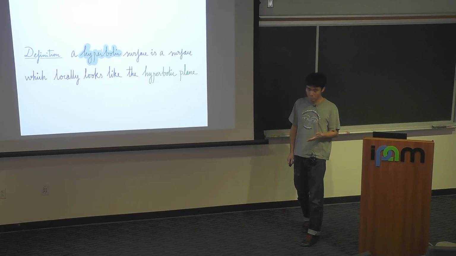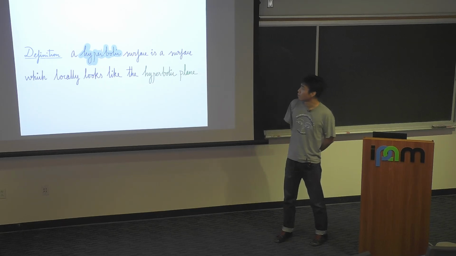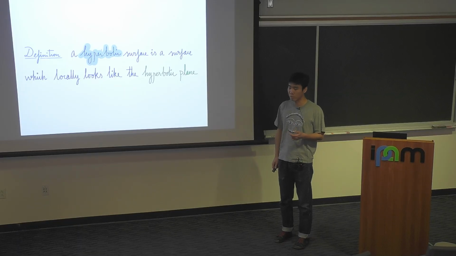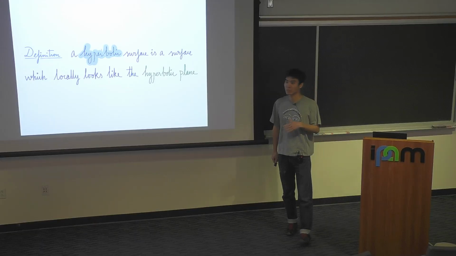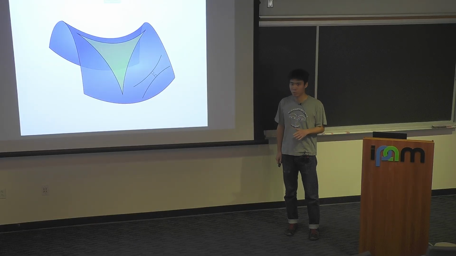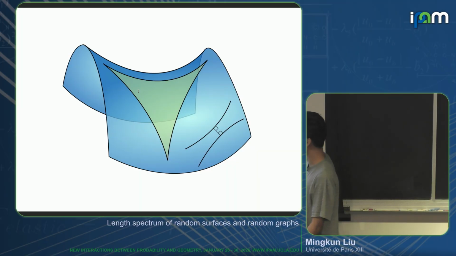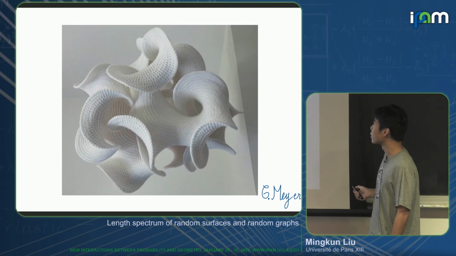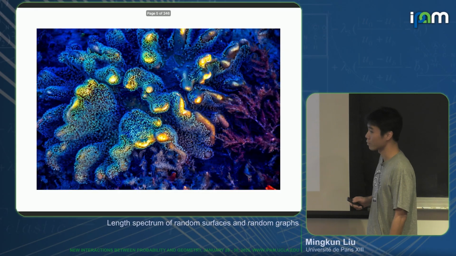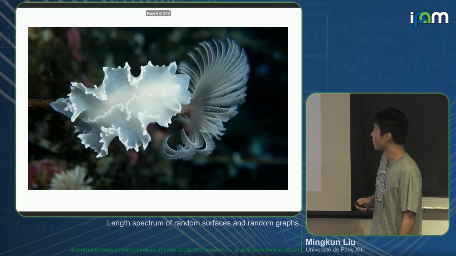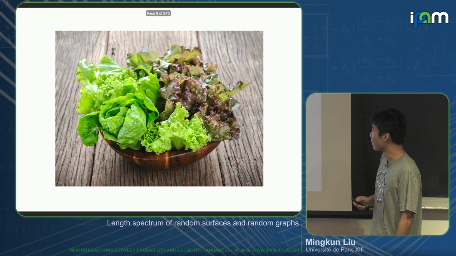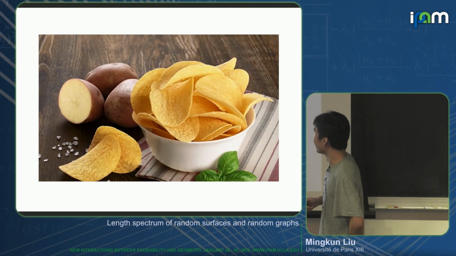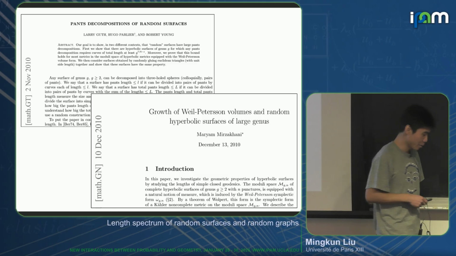I will start with hyperbolic geometry and some basics. A hyperbolic surface is just a surface which locally looks like the hyperbolic plane. Instead of giving you more precise definitions, I think everybody will just be happy with pretty pictures. So it's just a surface that locally looks like this, and slightly more globally will be something like this. And they don't only exist in mathematics, but also in nature. And we even eat hyperbolic surfaces. And they can also be very tasty. OK, cool. So now we are all experts in hyperbolic geometry.